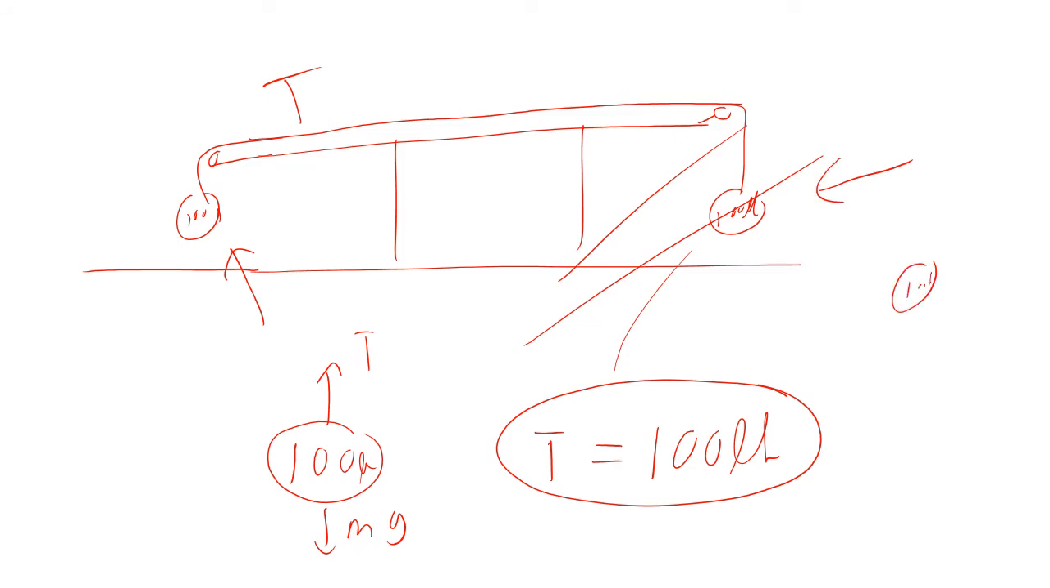If you look at this one over here, you get the exact same thing. You get a 100-pound object, so tension's pulling up. mg is down. They have to equal each other. The mg is 100 pounds because we said it's a 100-pound object. Therefore, the tension is 100 pounds.